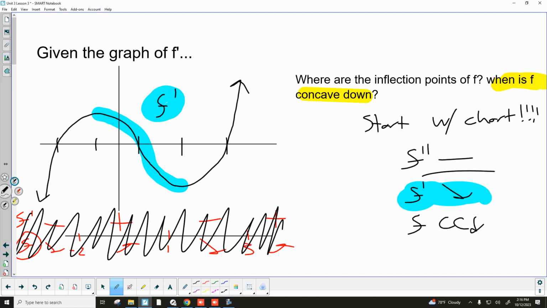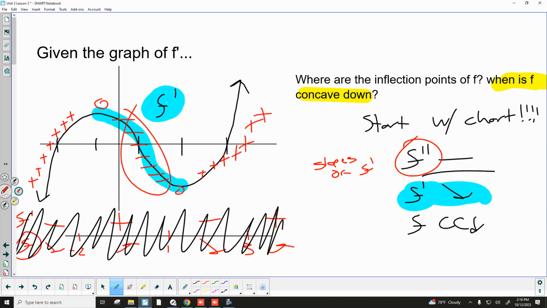So actually, there's two ways. You could either look at when F prime is going down, or you can look at when the slopes of F prime are negative, and that will tell you when F is concave down. To be honest, I think it's easier to have the chart down, look at what you have, and then pay attention to which layer you want to pay attention to. This guy. F prime is going down.